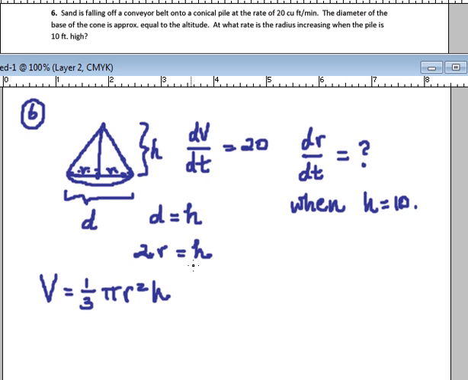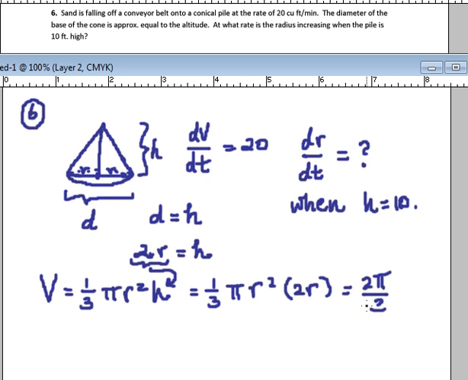So we'll do that here. Here we have our 2r, and we're going to put h equal to 2r. So the volume is equal to 1/3 pi r squared times 2r. Just rearrange that, and we have 2 pi over 3, that's our constant, r squared times r, that's r cubed.